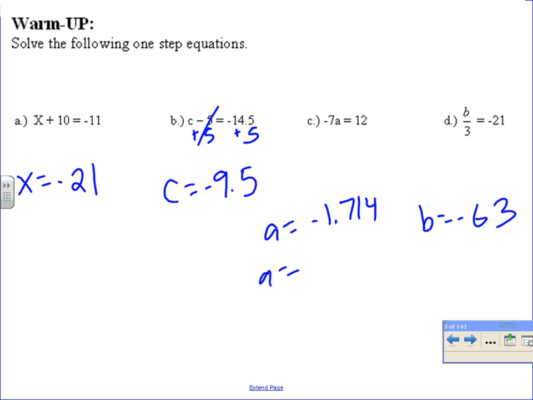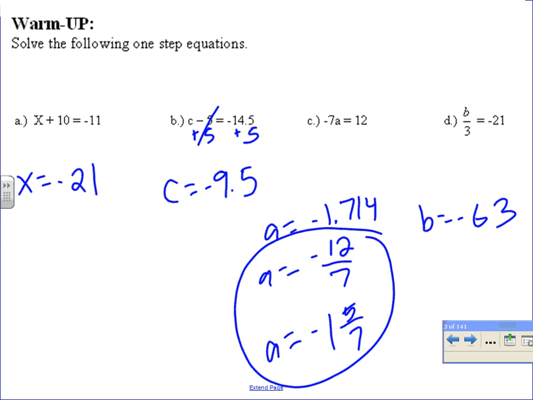Matt? Good. -12/7. What would the mixed number be, just in case someone left it like that? Alyssa? Good. -1 5/7. Any of these is acceptable. I'm going to circle the 2 that I prefer because as we get into longer equations and inequalities, it's good to keep it as accurate as you can. In other words, as exact as you can. But again, I would not mark this wrong. In geometry class in 2 years, that would be wrong.